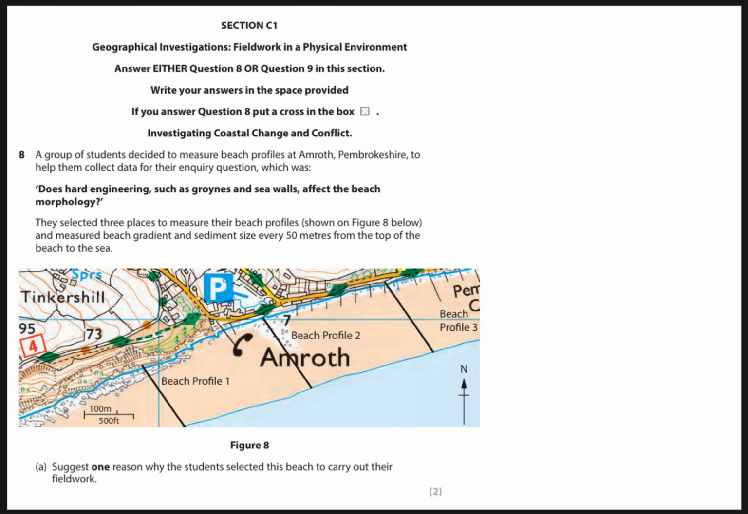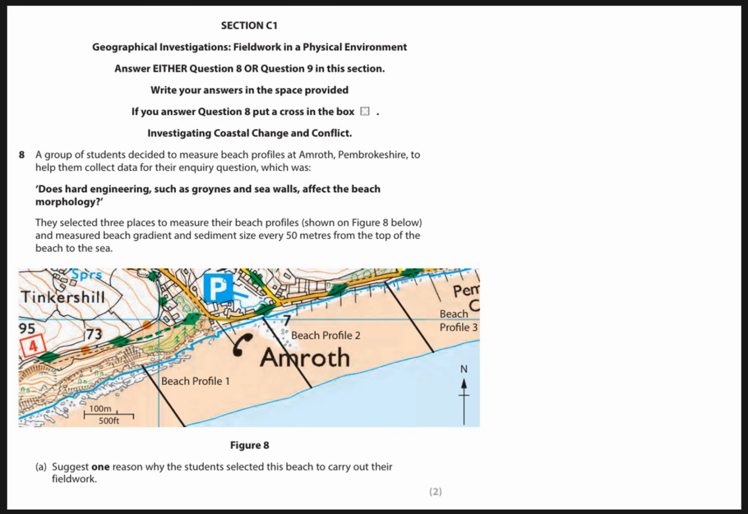So remember, start with the inquiry question. The inquiry question is asking whether hard engineering affects beach morphology. Therefore, the most important clue on this map is that there are coastal defences present. So if you want to investigate the impact of groins and seawalls, you need to be at a beach where these features actually exist. That's probably the most obvious. You could also gain some marks here by talking about practical reasons such as accessibility. So this map shows roads, paths, a car park as well, right in the centre. So easy to park, easy to get access to the beach.